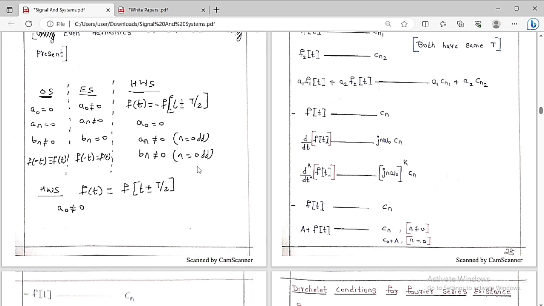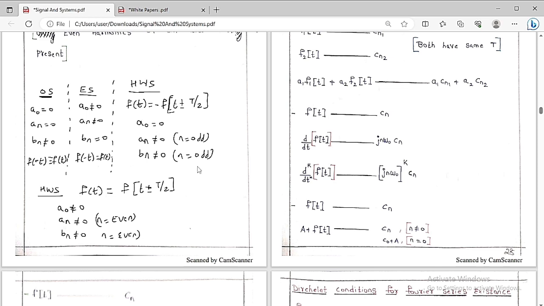Then it will be even. So an is not equal to 0 for n is equal to even, and bn is not equal to 0 for n is equal to even. That's it.